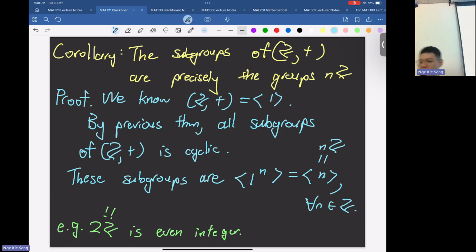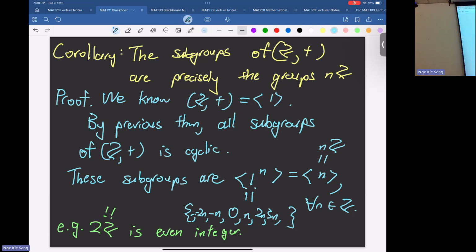Does it make sense? Should I write down the general set form? What is the general set form? You have 0, you have n, 2n, 3n, and then minus n, minus 2n, and so on. Seriously, you multiply n to the whole integers. Can you see the whole integers hiding inside this set or not? 0 as a coefficient. 0, 1, 2, 3.